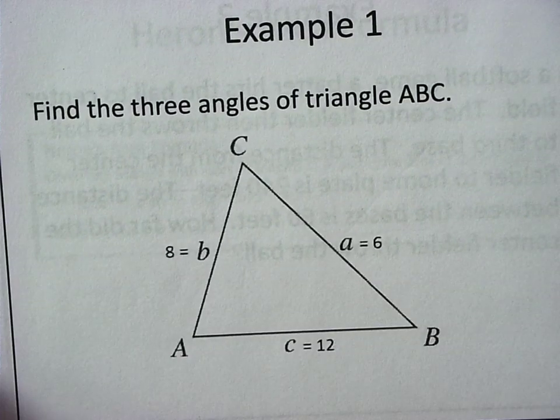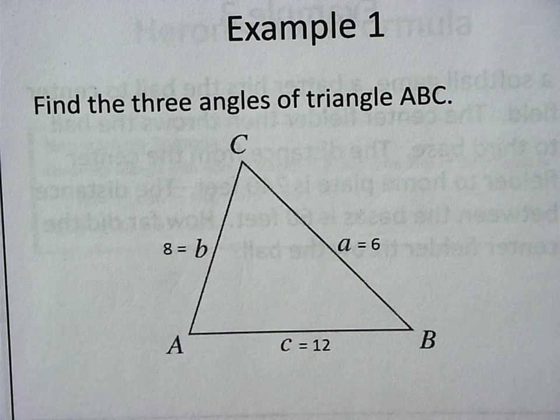So going down to here. Find the 3 angles of this triangle. So they're given side, side, side here. Now, to minimize rounding errors, I always try to find the biggest angle first. Where would the biggest angle be? C, because it's opposite the largest side.